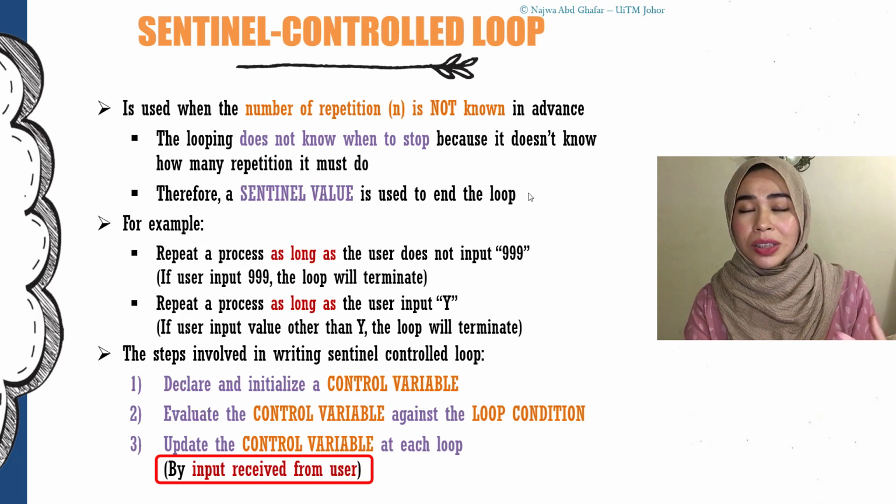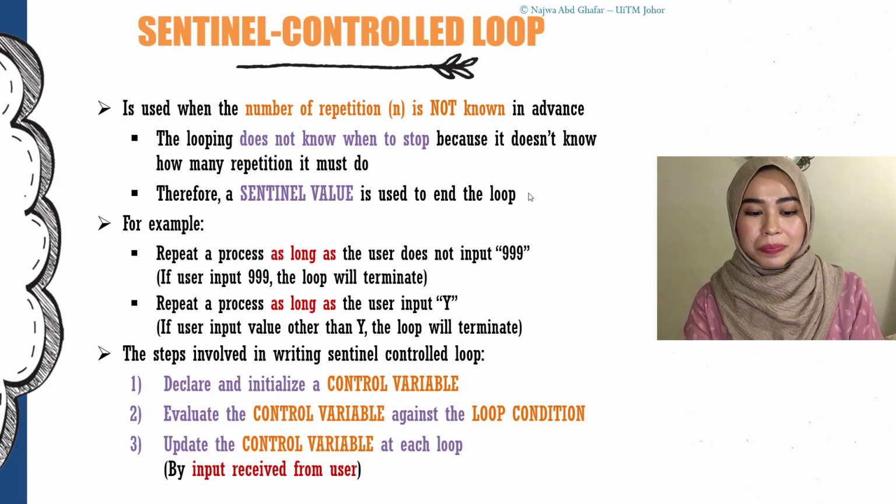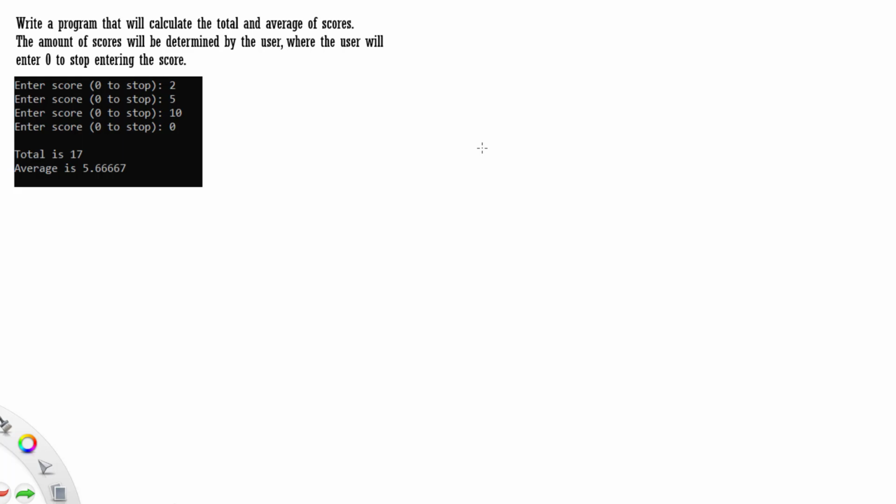Because with a Sentinel loop, the decision to either continue the repetition or not will depend on the user. So if the user enters Y, which means yes, they want to continue, that is how the loop will be updated. If the user enters no, it means that the loop will stop. So our update will depend on the value given by the user. So let's take a look at the first example here.